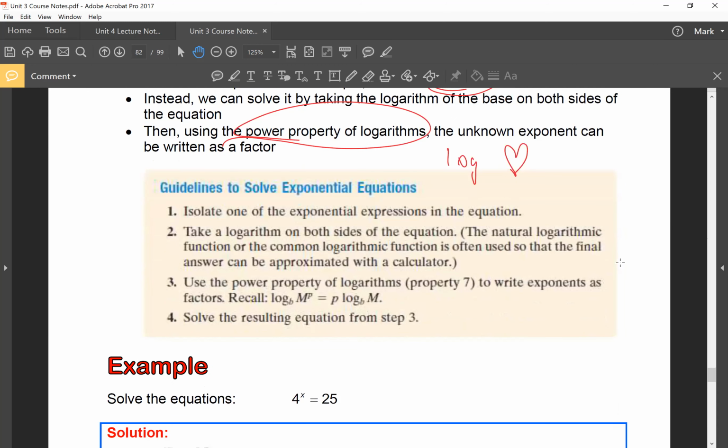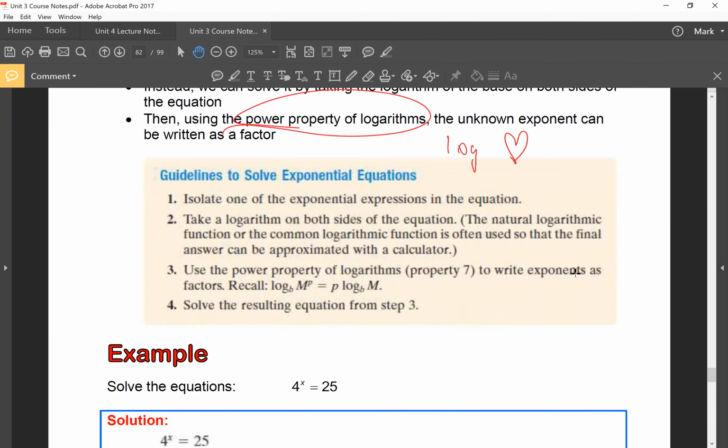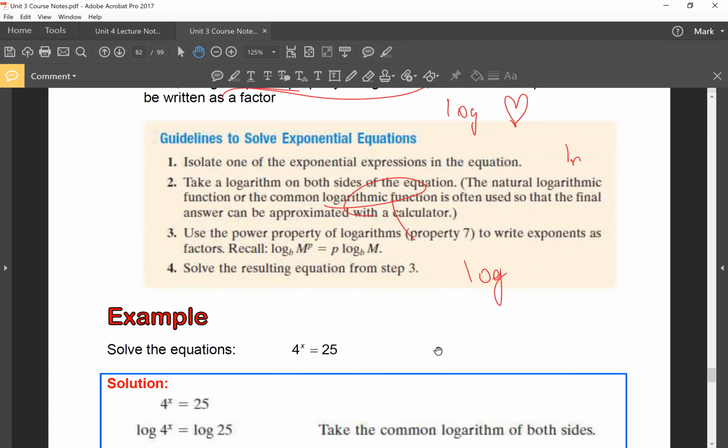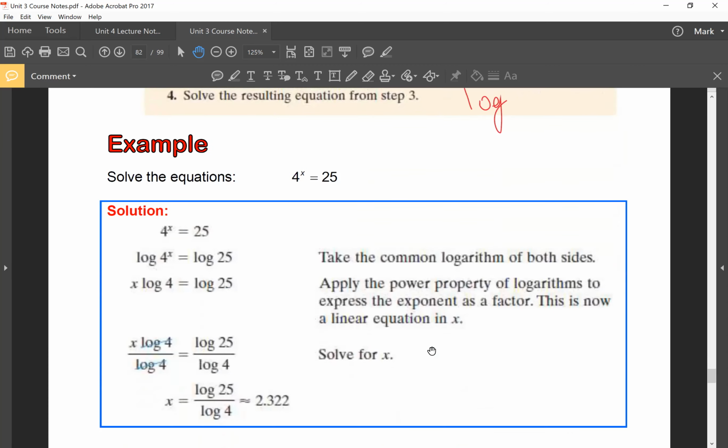Well, bring all of the exponential expressions onto one side of the equation. So bring your x's on one side of the equation. Take the logarithm of both sides of the equation. You could use the natural logarithm, you could use ln, but we typically use log. Use the power property to remove the exponent. You'll see what I mean in a minute, and then solve the resulting equation.